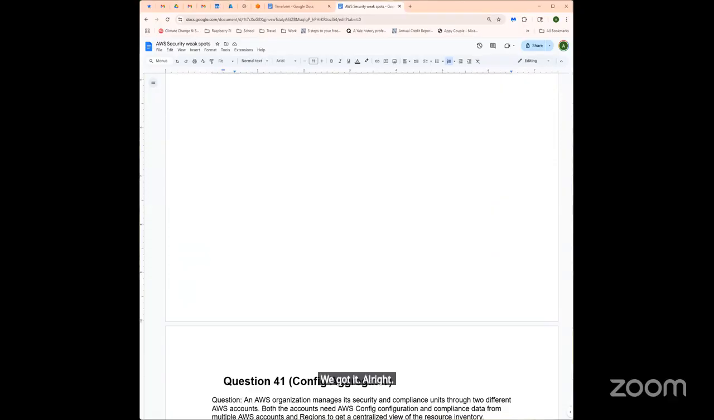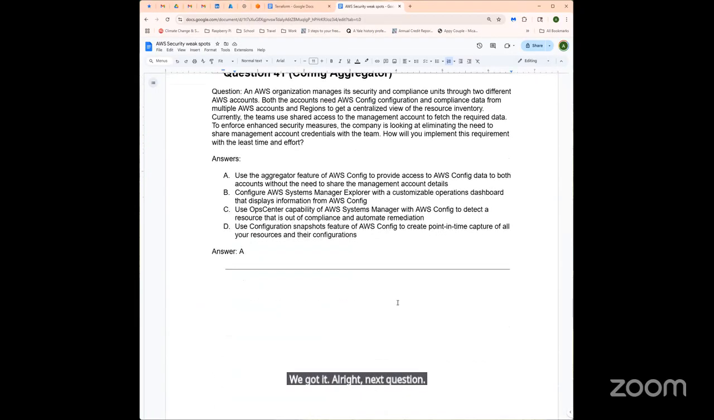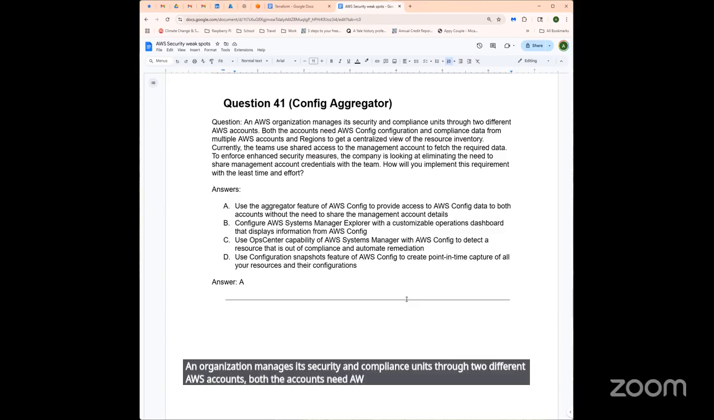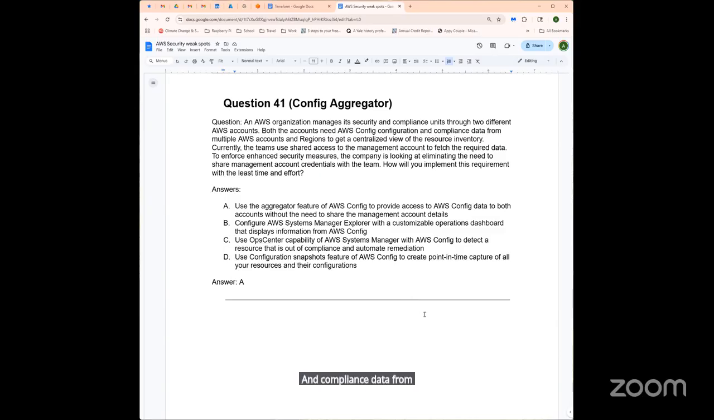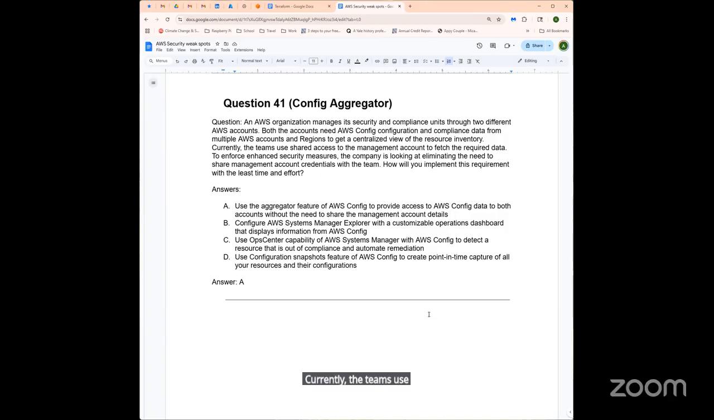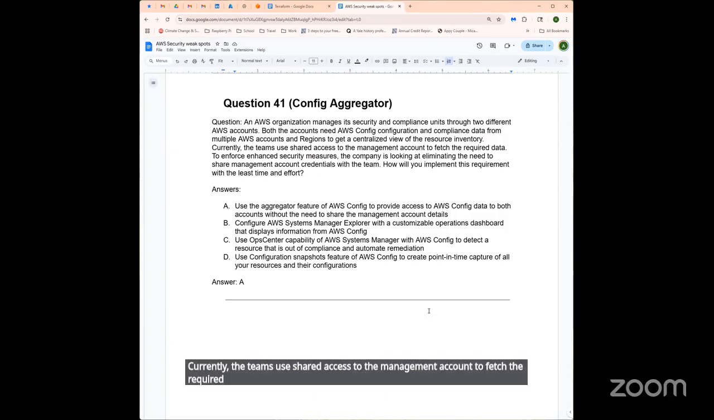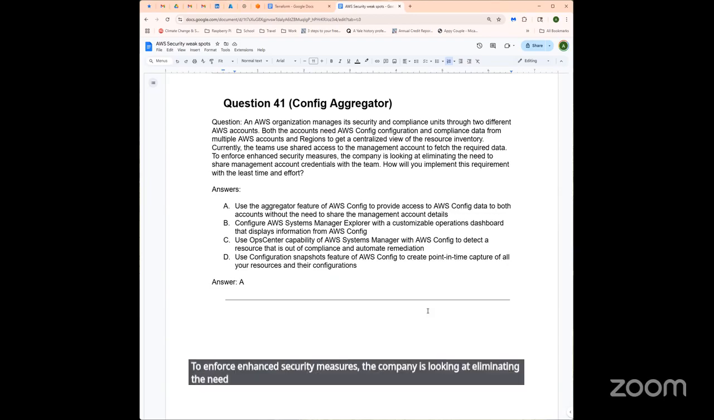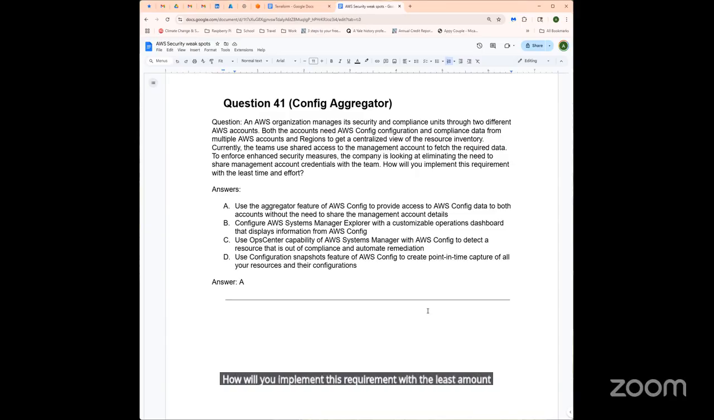All right, next question. An organization manages its security and compliance units through two different AWS accounts. Both accounts need AWS Config configuration and compliance data from multiple AWS accounts and regions to get a centralized view of the resource inventory. Currently, the teams use shared access to the management account to fetch the required data. To enforce enhanced security measures, the company is looking at eliminating the need to share management account credentials with the teams. How will you implement this requirement with the least amount of time and effort?